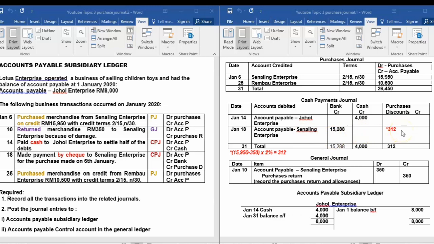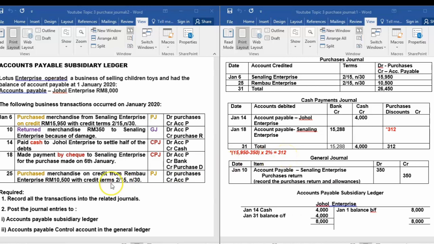We have to calculate the purchase discount. What is the formula? We take this amount, 15,950 less 350, times 2%, and you get the amount 312.